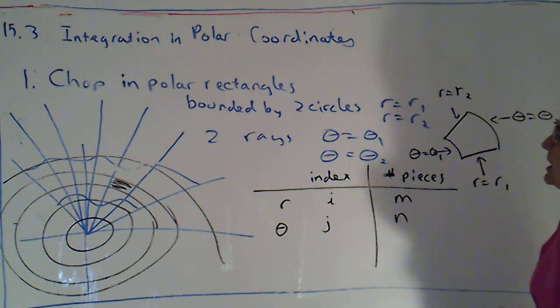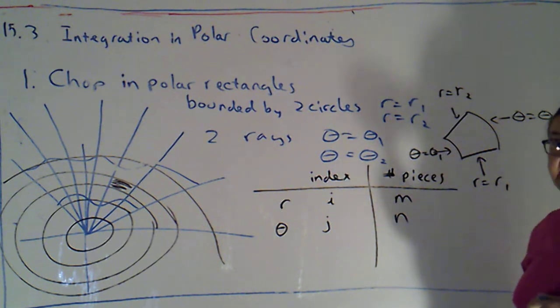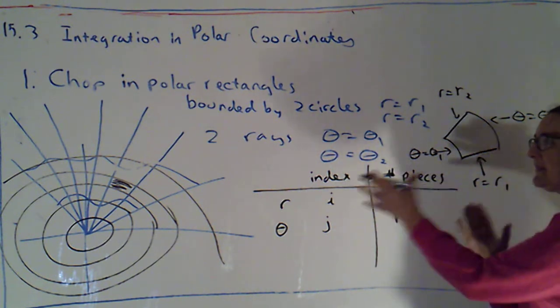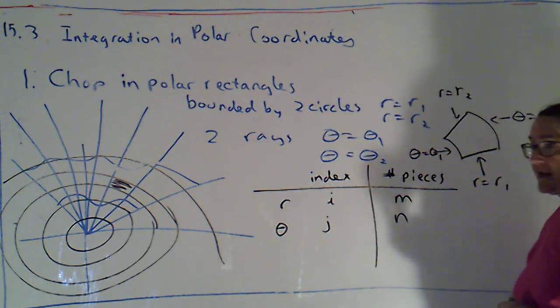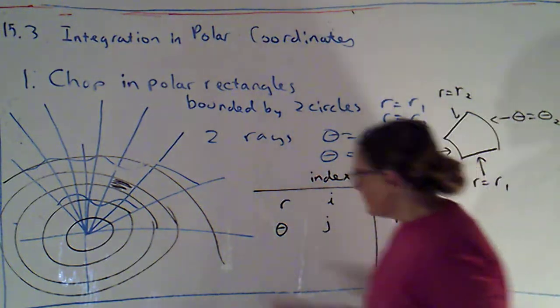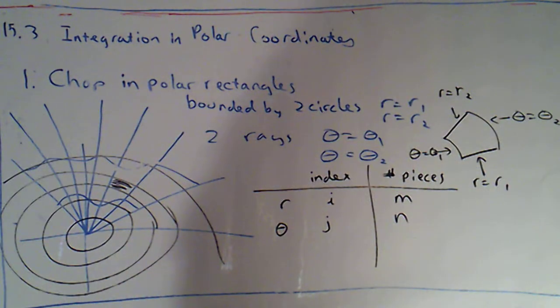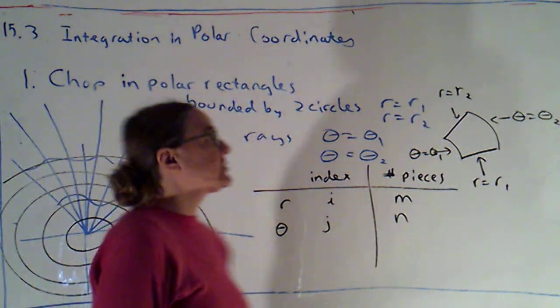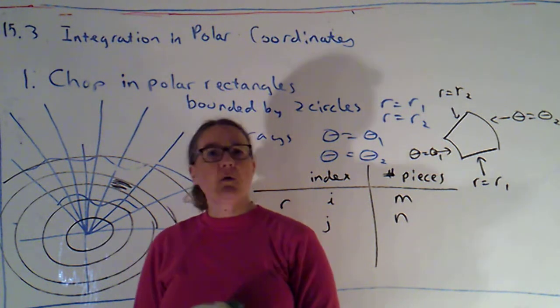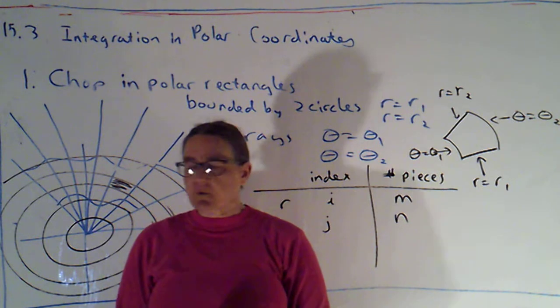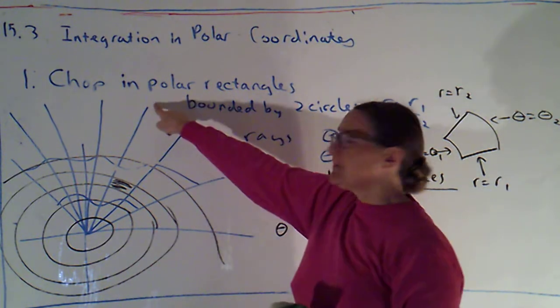Okay, so we have chopped things into polar rectangles. So step 2 then is to approximate the signed volume that we have over each polar rectangle. Okay, so let me clear some space on the board here. I think I'm actually going to stop this video and pick up with step 2 in the next video, because we've been going for about 10 minutes here. So we'll come back with step 2 in the next video.